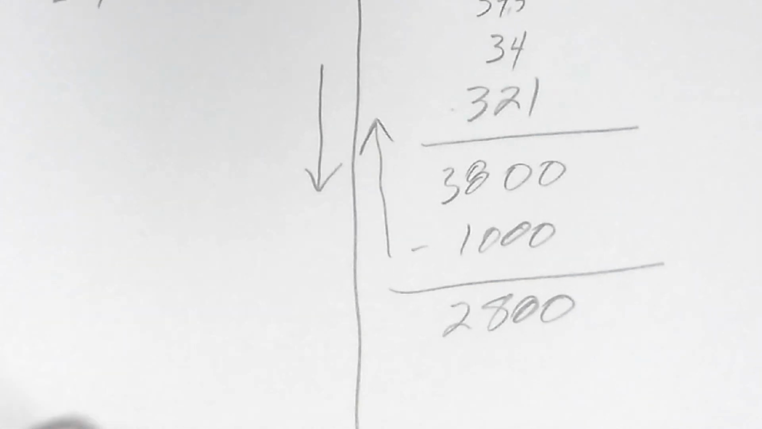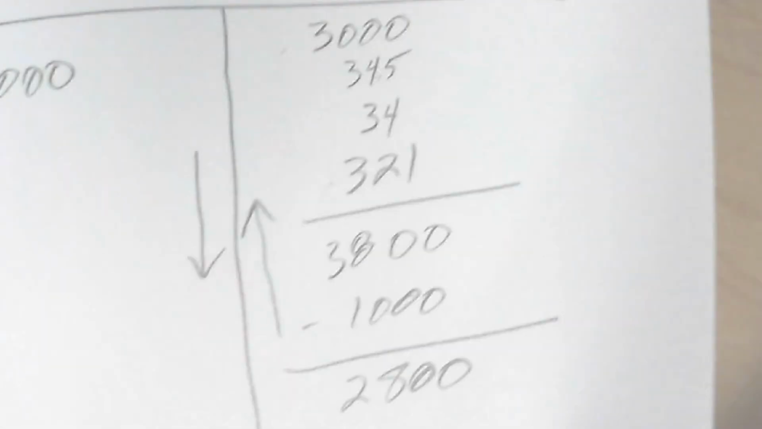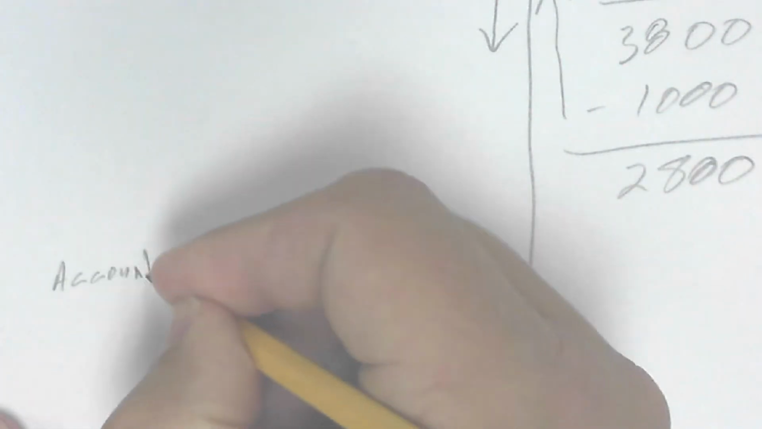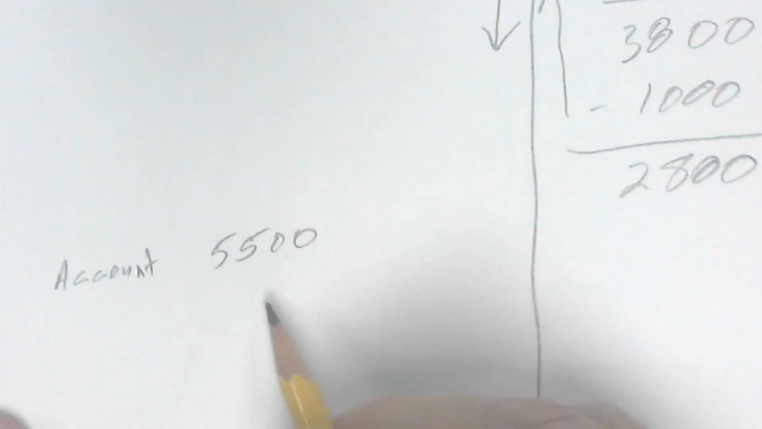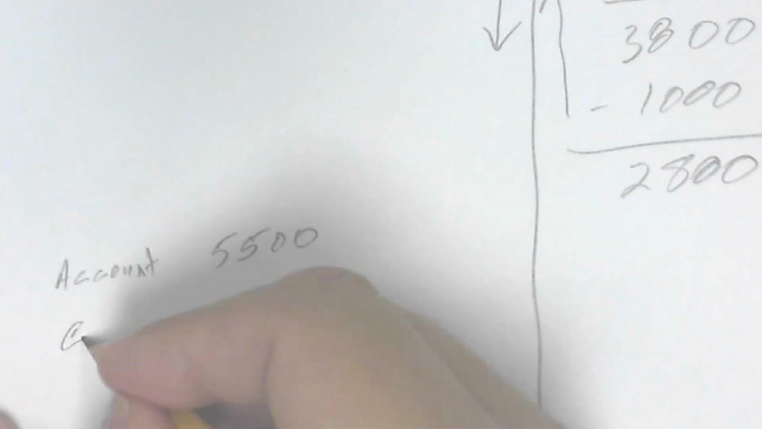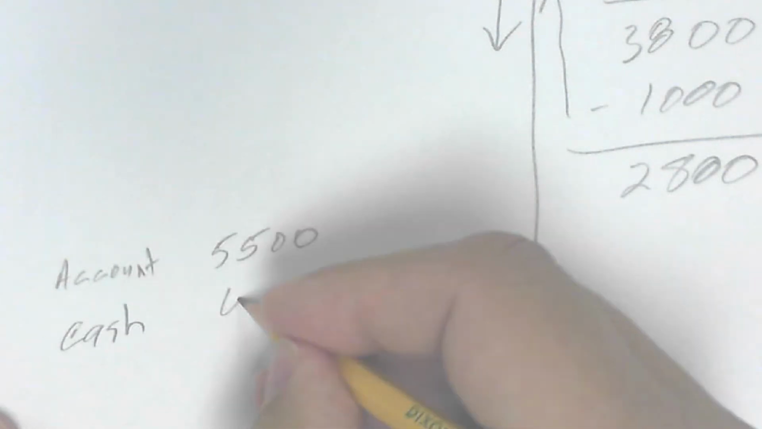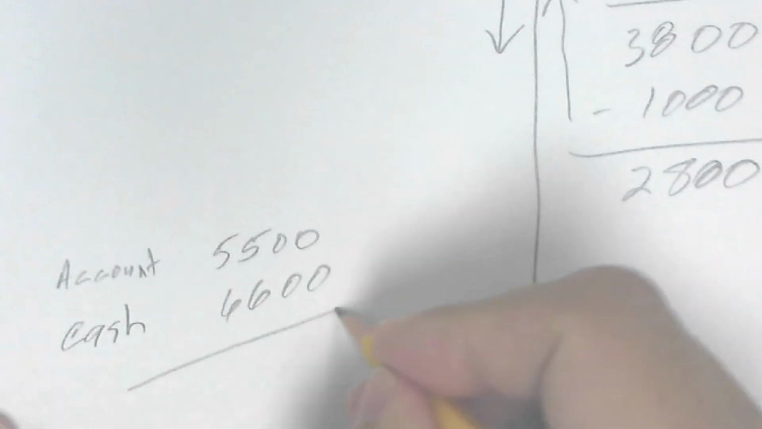Okay, this one's going to be a pretty easy one. Customer makes a purchase, $5,500 is going to be on account, and pays $6,600 in cash. So he's still going to owe $5,500, and they paid cash $66. So we're just going to add those up.